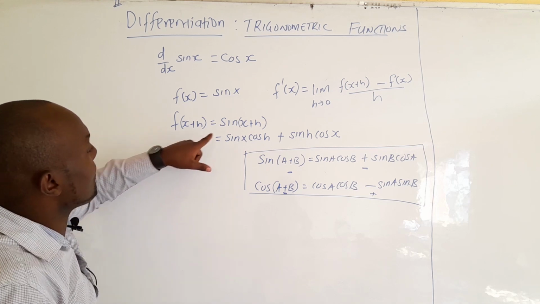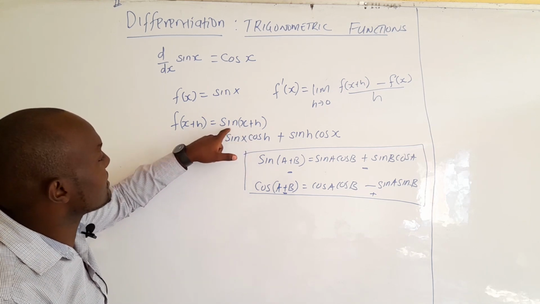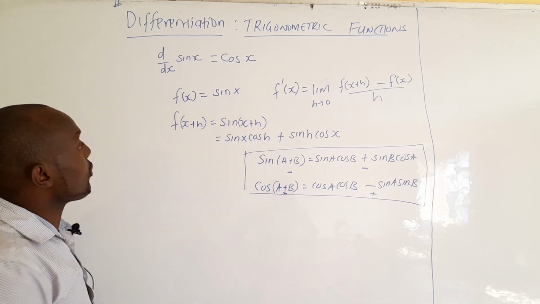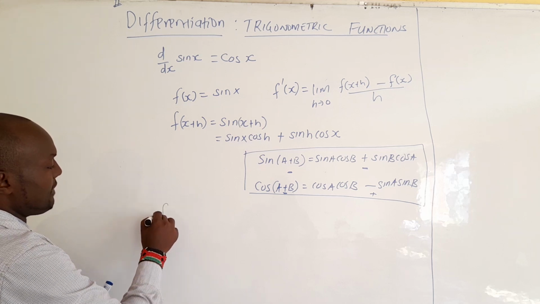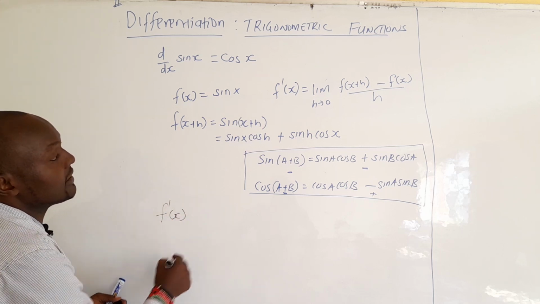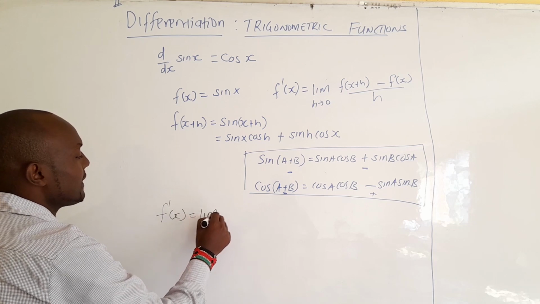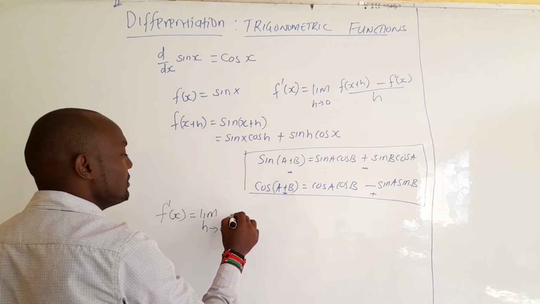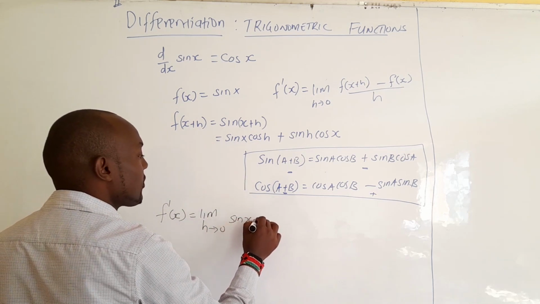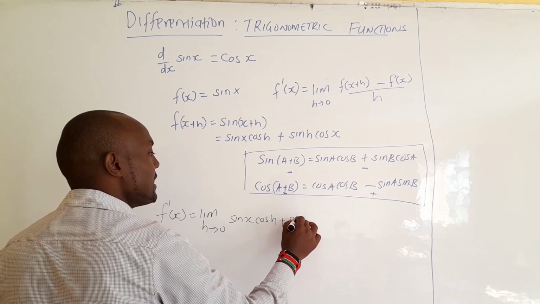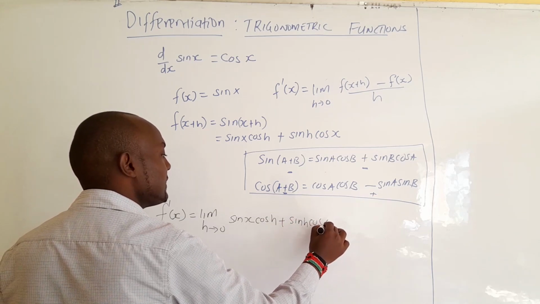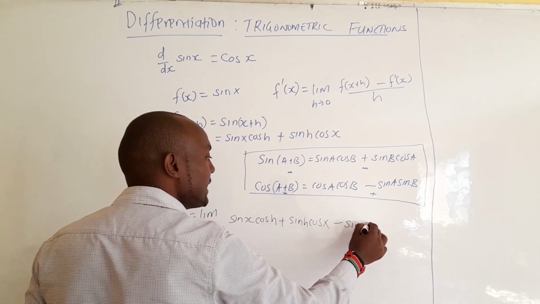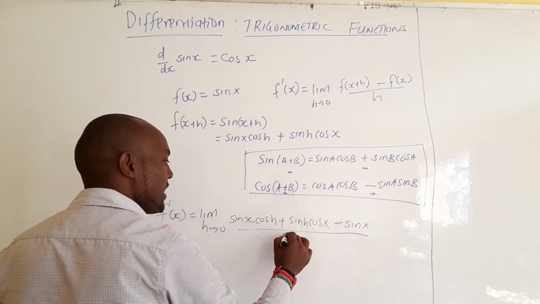In my case, I have expanded sine of x plus h as sine x cos h plus sine h cos x. So now I replace in my formula: f prime of x equals the limit as h approaches 0 of sine x cos h plus sine h cos x, minus my function of x, which is sine x, all over h.